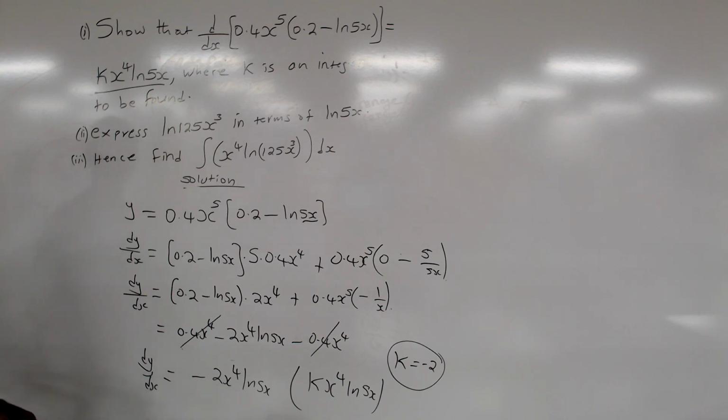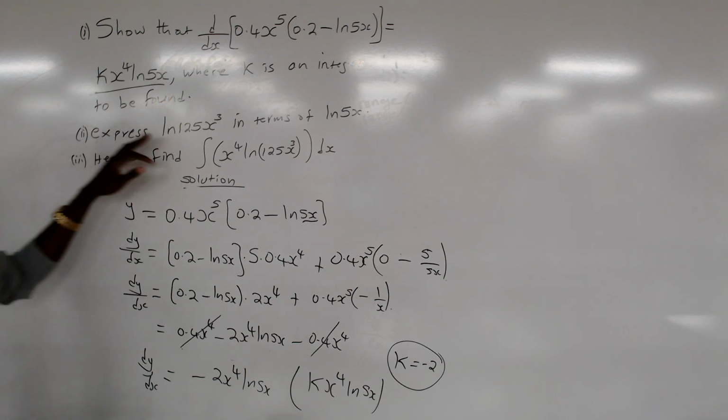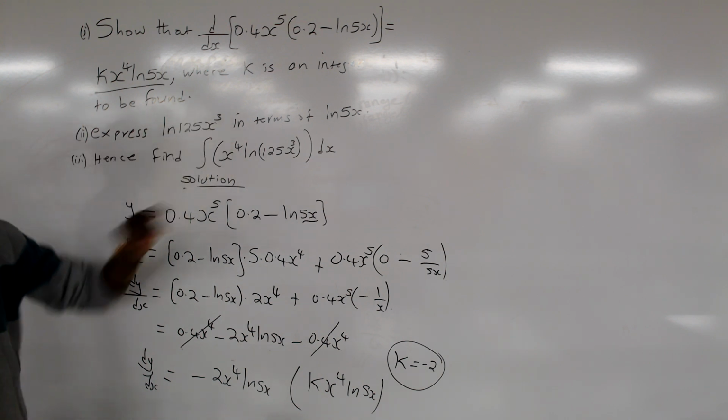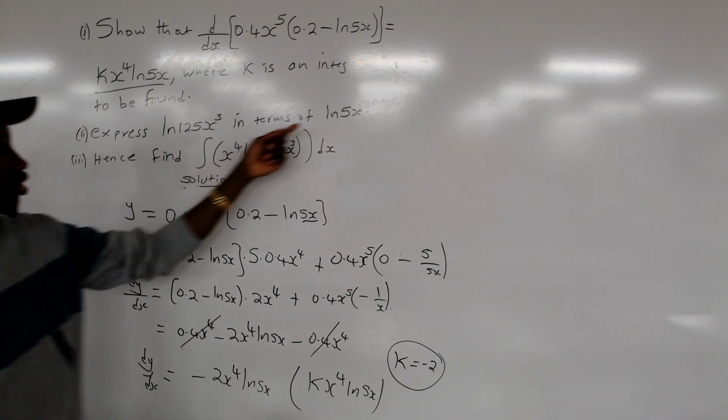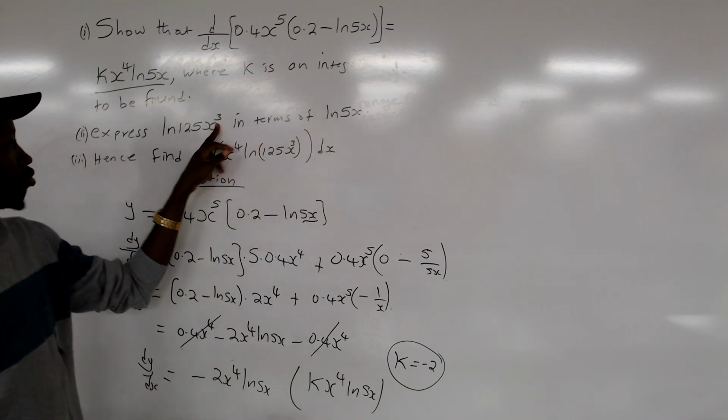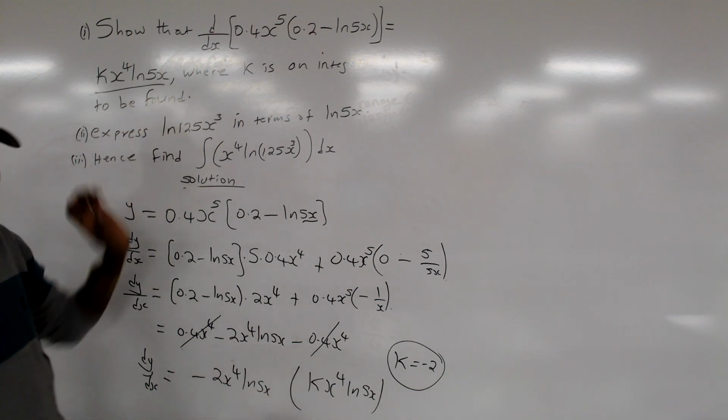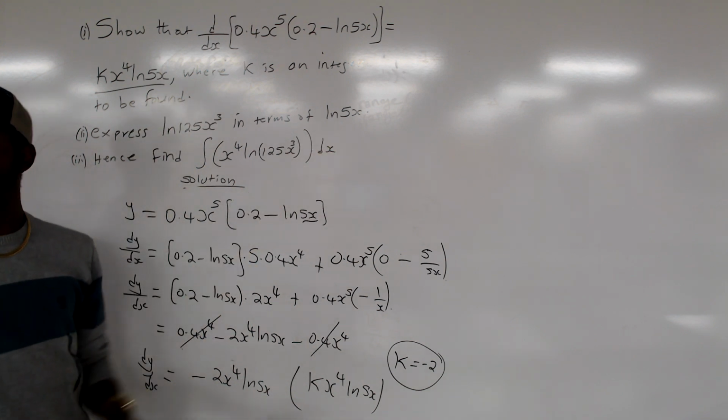So if we move to the second part of the question, we are required to express ln 125x to the power 3 in terms of ln 5x. If you compare, here is 125, here is only 5. But we have x cubed, here is x. It simply means we simplify this to give us something in this form.